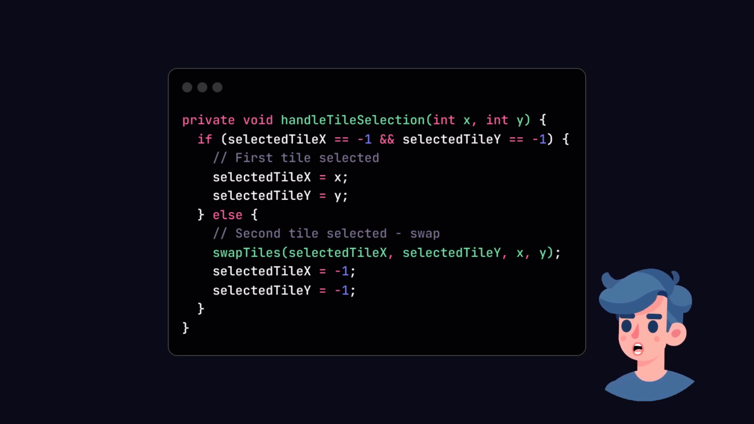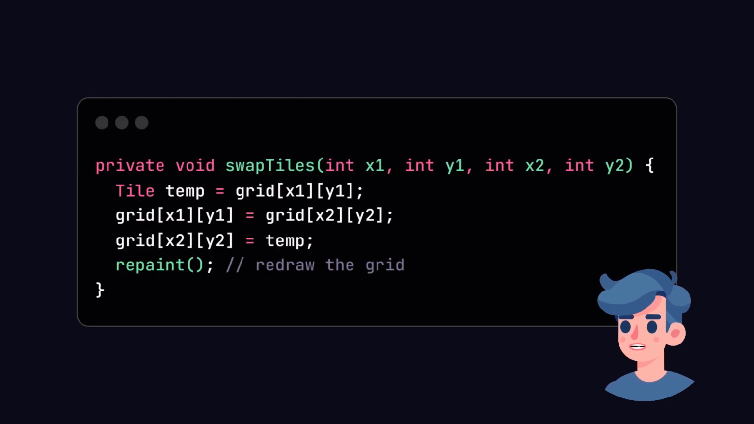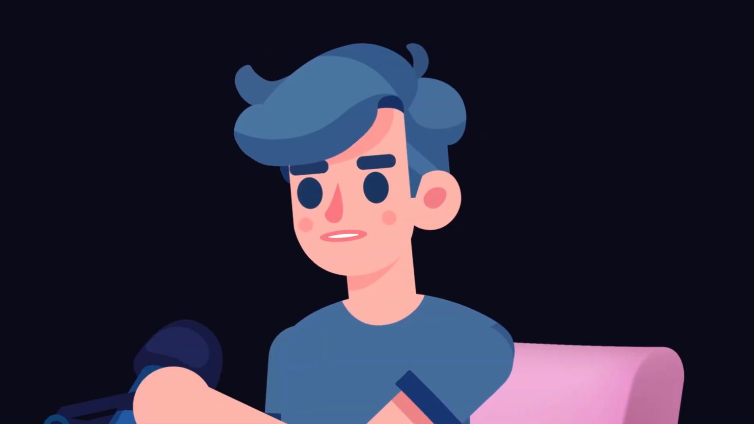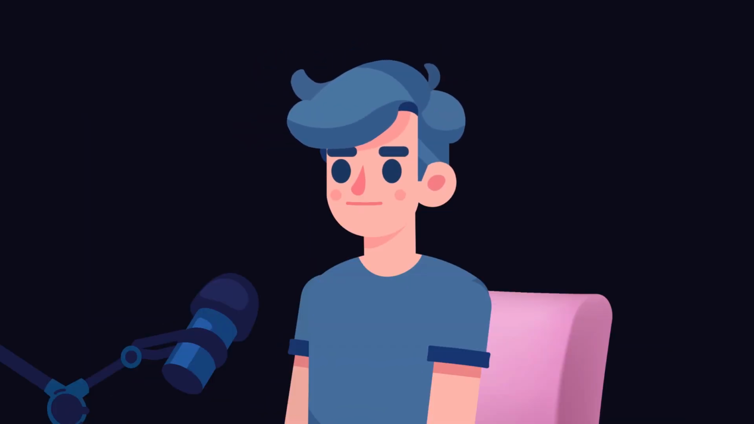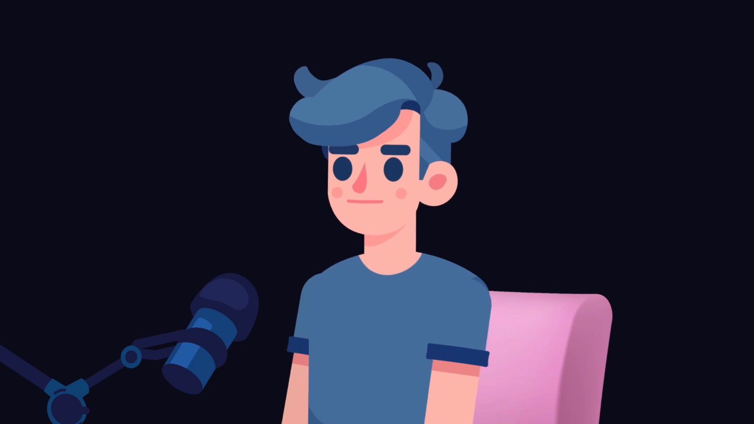When a tile is selected, we store its coordinates. If a second tile is clicked, we swap the two tiles. Now let's implement the swapTiles method. This method will exchange the types of two tiles. Compile the code and run it again. You should be able to swap tiles by clicking on two different tiles in succession.